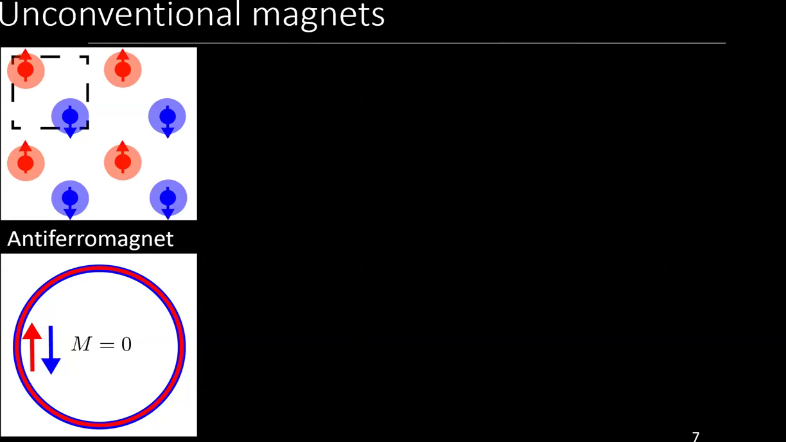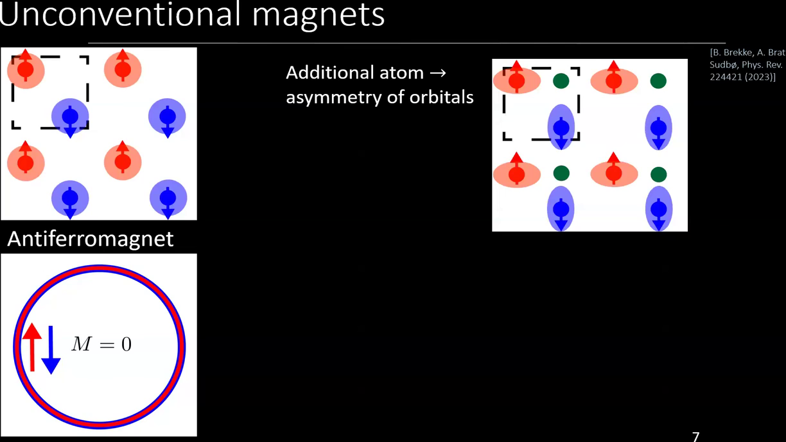Now, what makes our materials unconventional? What are these unconventional magnets? So, an antiferromagnet, I'm just repeating the same figure. We have just a spherical arrangement of our electron points. But what if we introduce an additional atom here on the side? It will deform electron pockets. It will deform our electron distribution around these atoms, and it will become slightly elongated here and there.